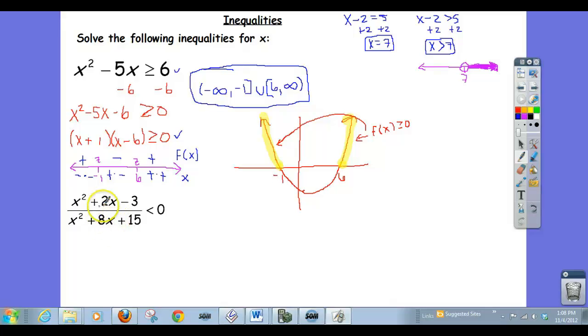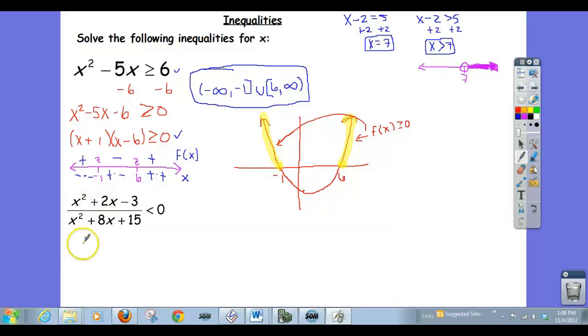It's just that it's a rational function. So x squared plus 2x minus 3 divided by x squared plus 8x plus 15. When is that less than 0? So again, we could graph this and just look at the graph, but we can also get the answer to the inequality more quickly if we use our number line method.